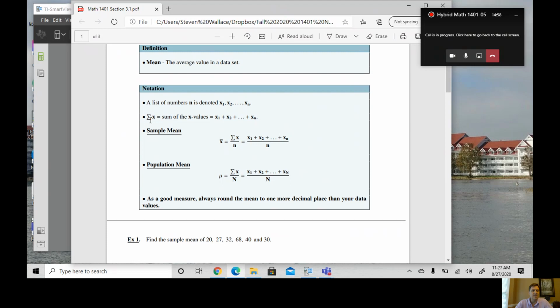This uppercase sigma symbol stands for sum. So the actual definition of the sample mean, x bar, is that you take the sum of all the data values and divide by how many there are.